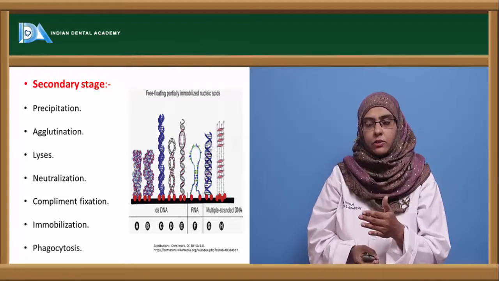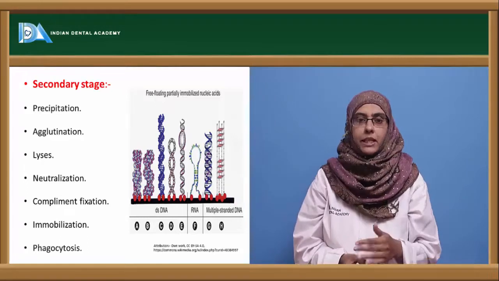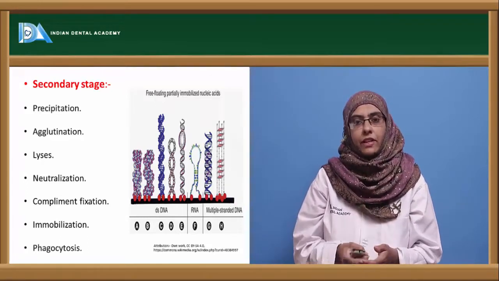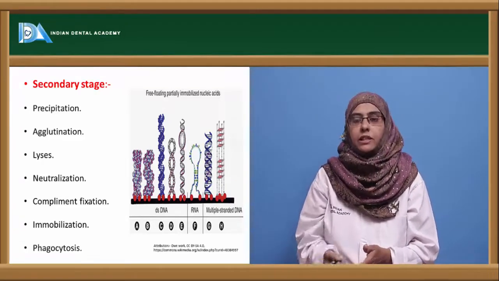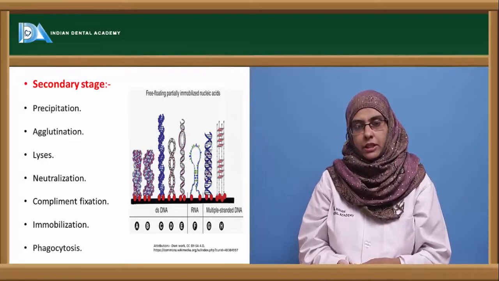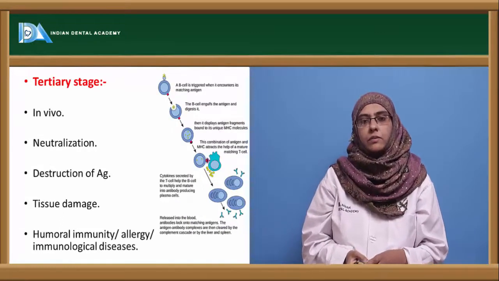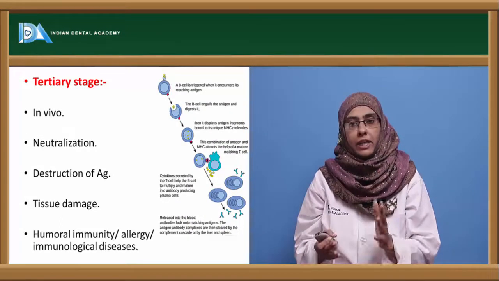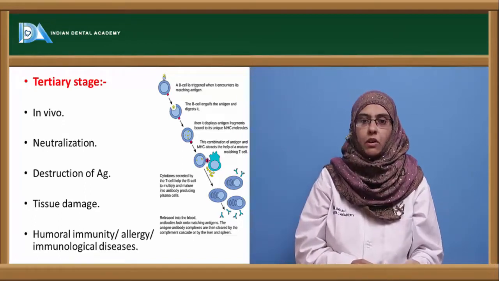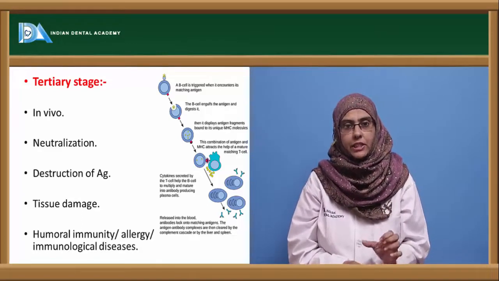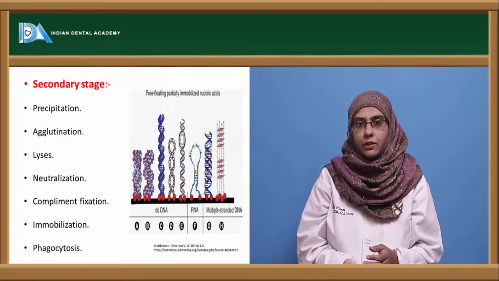So lysis, neutralization, complement fixation test, immobilization and phagocytosis are all phenomena taking place in vivo, where we can see the observable manner or the positive reaction between the antigen and antibody. In vitro, it is via precipitation or agglutination, and this can also take place in vivo. Now most of the secondary cases can move ahead only in vivo, resulting in the tertiary stage where complete elimination of the organism takes place. So the tertiary stage only takes place in the in vivo condition, whereas the secondary stage can be demonstrated in vitro.